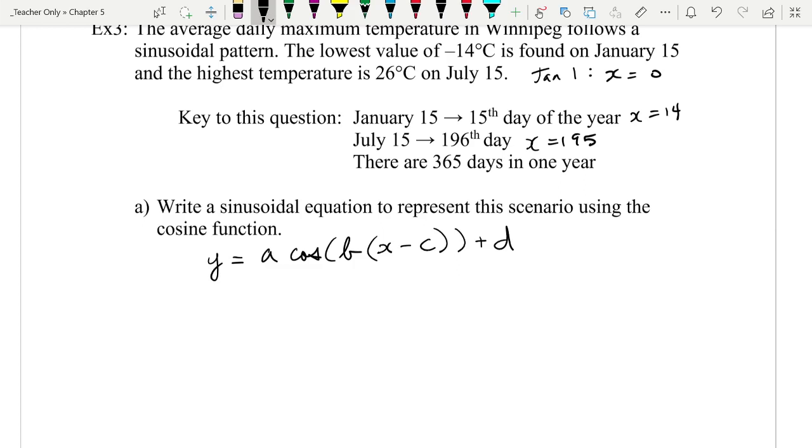All right, A is the easy one. Well, A and D are both the easy ones. Remember, I gave you a little formula. A is the difference between the highest point and the lowest point cut in half. So let's see, what was the maximum again? 26 degrees. What was the lowest again? Negative 14, but I'm minusing negative 14. Careful there. And 26 minus negative 14 is 40. 40 divided by 2 is 20.